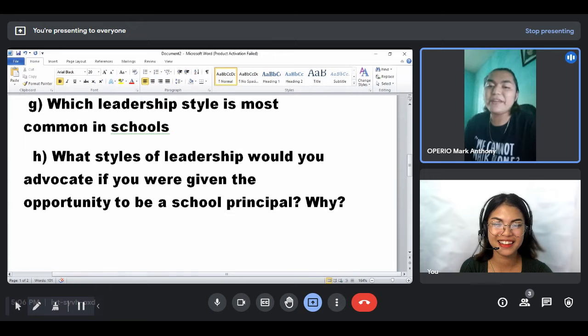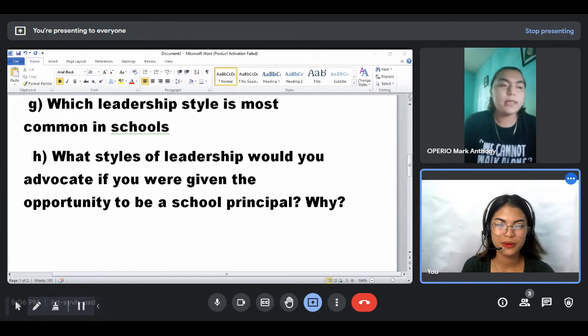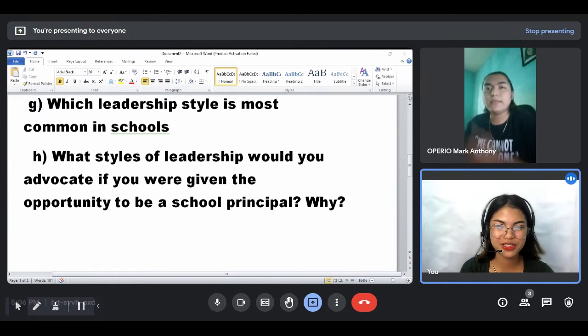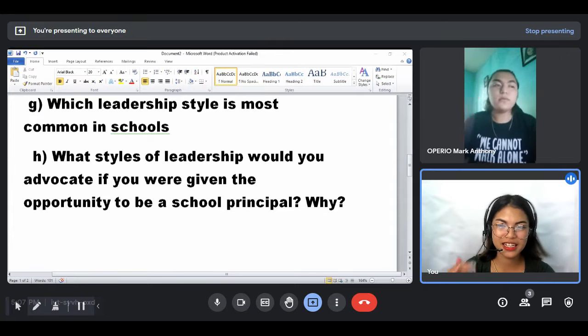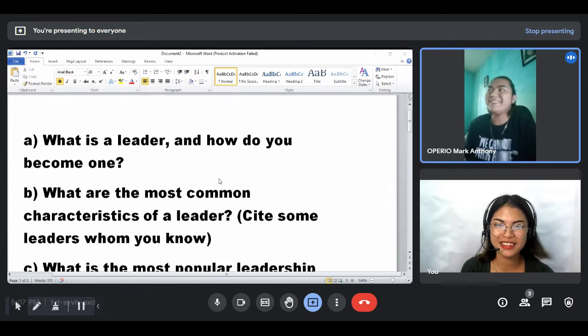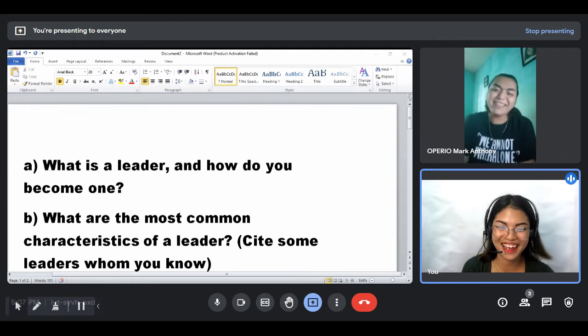And the last letter, letter H: What styles of leadership would you advocate if you were given the opportunity to become a school principal and why? Okay, so we are done reading all of the questions, and now we are going to proceed on answering each question. Let's start with letter A.